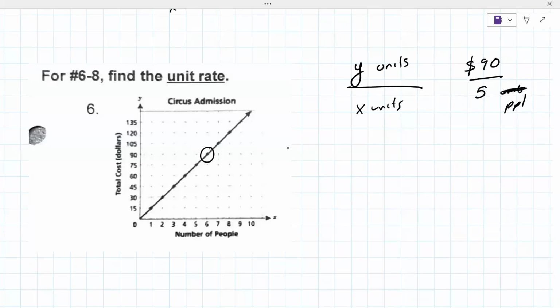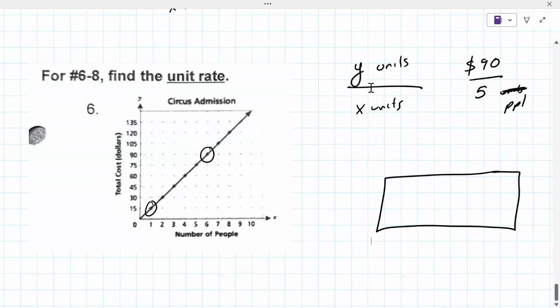Couldn't you just go down to the lowest? 1 over 15 already gives you your answer, doesn't it? Yes, but you have to do it with the correct units. What are you putting in the box here? How much is for one ticket? That's why I wrote it this way: Y units over X units. It has to be written in this order, a number and then something per something.